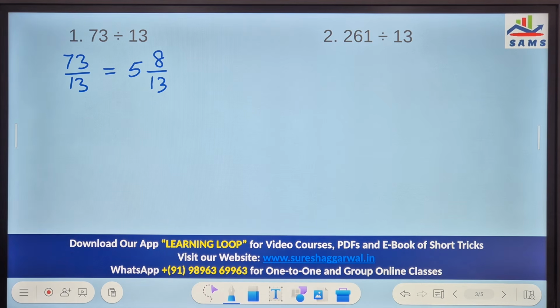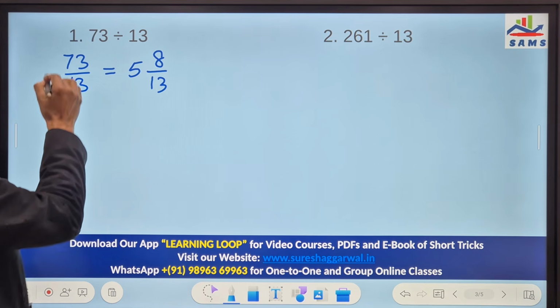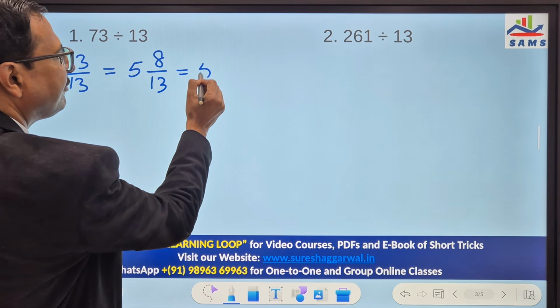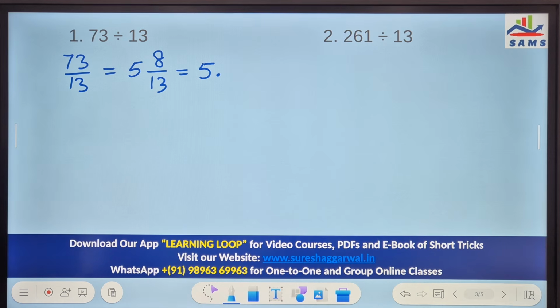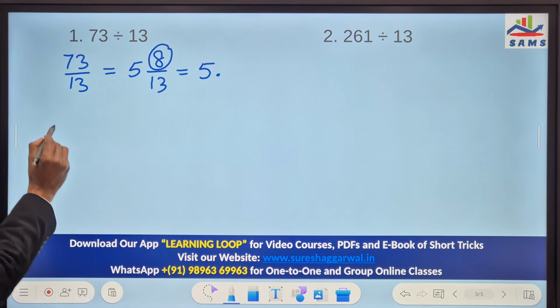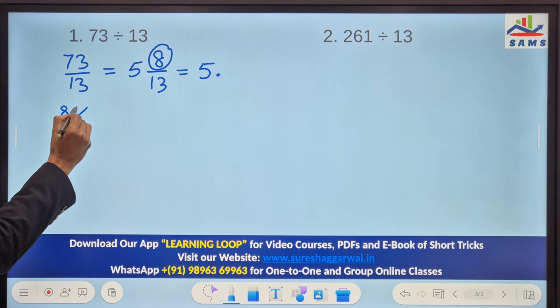I converted the number 73 upon 13, which is an improper fraction, to a mixed number. So my answer now will be 5 point something, because 5 is the whole number part. And now the numerator here is 8. So I'll start using 8 now. 8 is to be multiplied by 7.